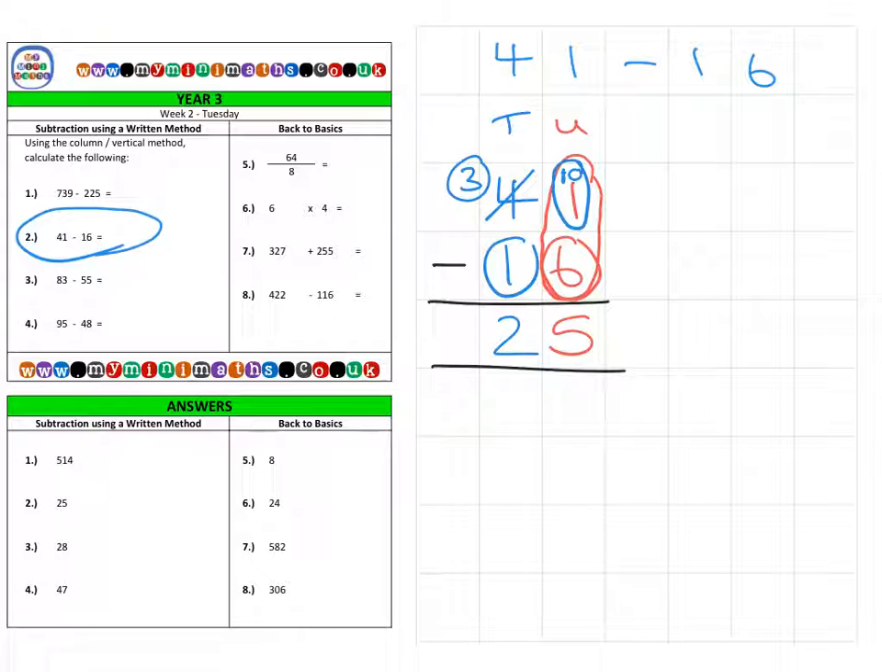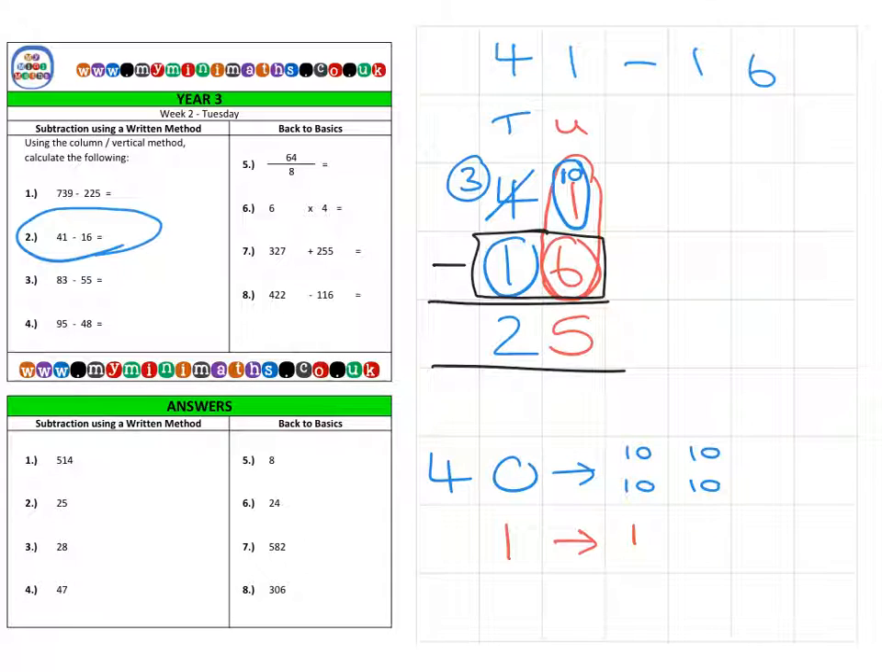Now this is called borrowing, where we need to borrow from the larger column in order to give us the right number to take away in the smaller column. And if I break it up into our tens and units, you can see how this works nice and clearly. First of all, we have 40. So that's 4 tens. There we go, 10, 20, 30, 40. I have a single one or a unit. There we go.